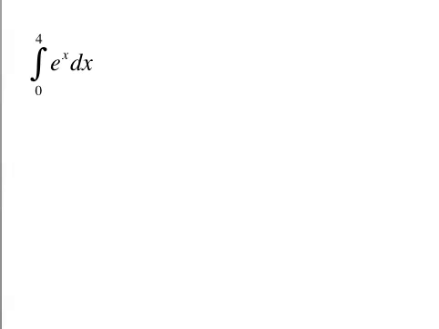Our next question is the integral from 0 to 4 of e to the x dx. And we have to remember that the antiderivative of e to the x will be e to the x. Why is that? Because the derivative of e to the x is e to the x. So going backwards, the antiderivative of e to the x is e to the x. So little f of x is e to the x, big F of x is e to the x. So we're going to evaluate big F of x from 0 to 4. And we write it this way. There's our function big F of x, evaluated as x goes from 0 to 4.